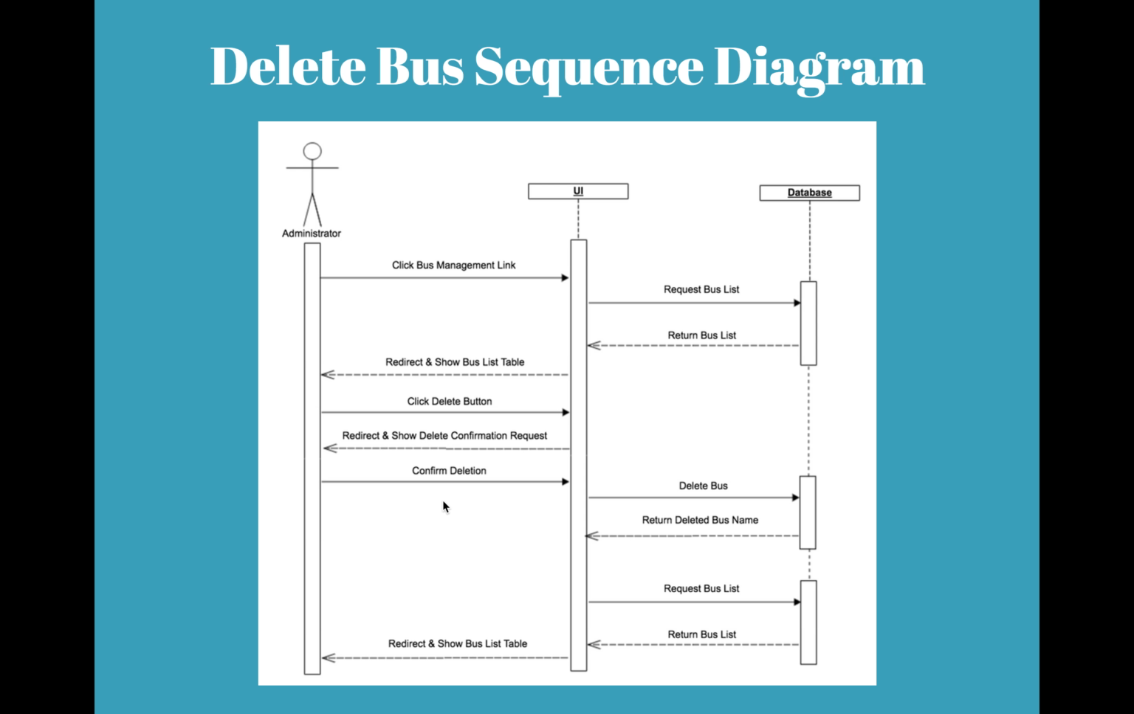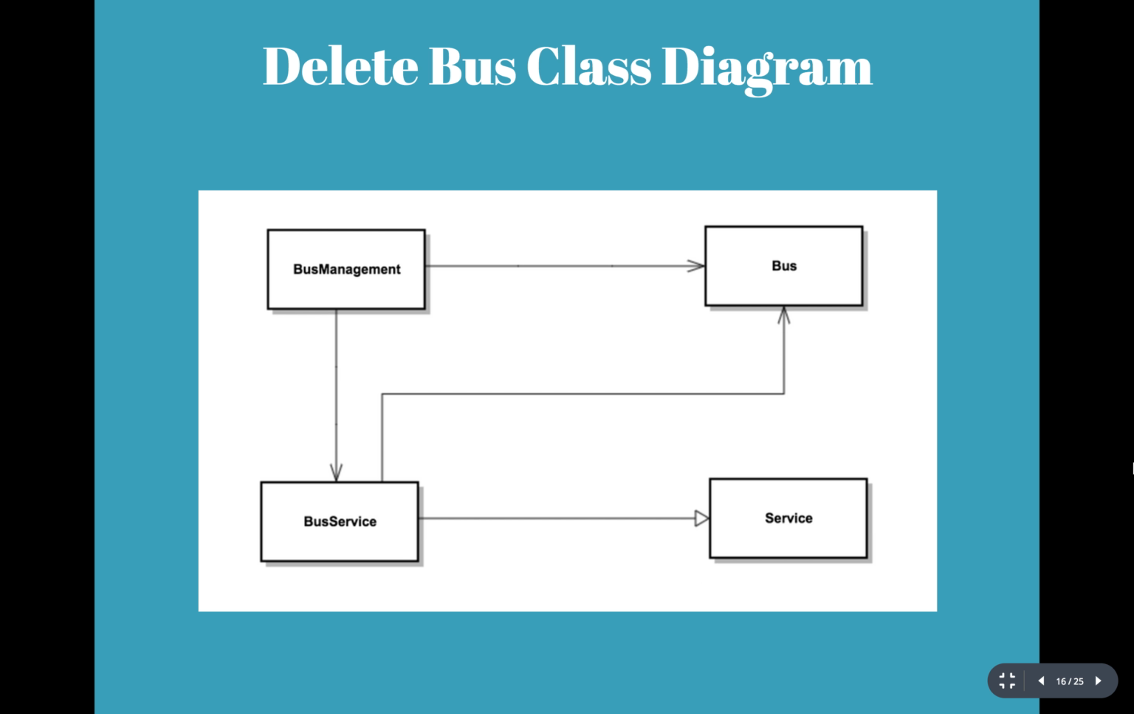If you confirm that you want to delete, then you send that action to the database, it returns confirmation, and then you request the bus list again. The bus list is returned without that bus any longer being in the database, and then you get the bus list again shown on the table.